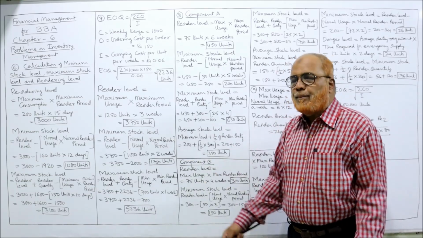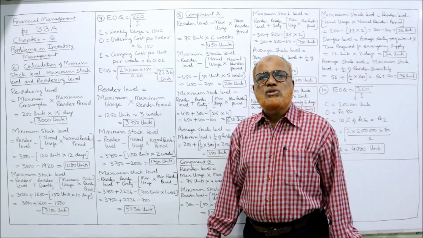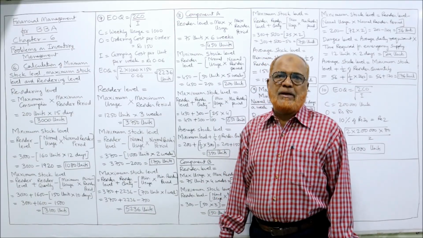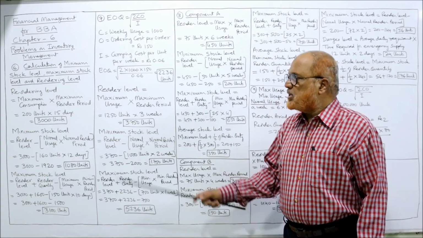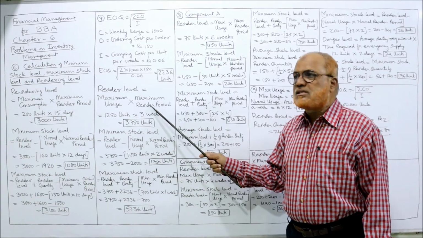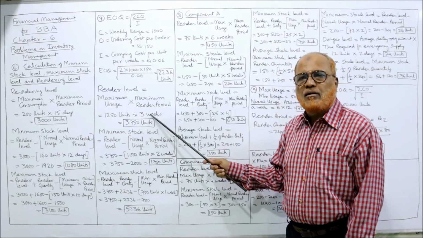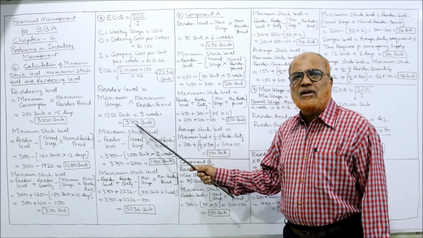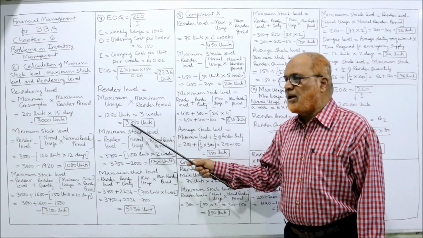Now reordering level, same formula: maximum usage into maximum reorder period. Maximum usage is 1250 given in the problem and maximum reorder period is 3 weeks given. Multiplying, 3750 units is the reordering level.